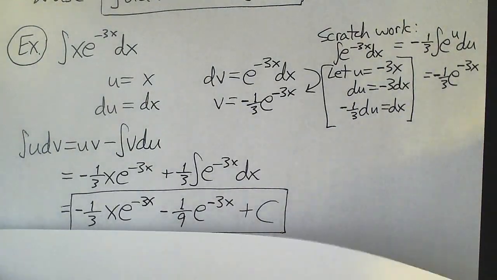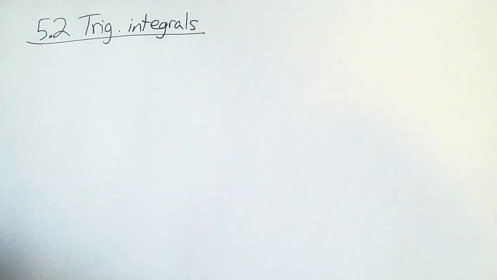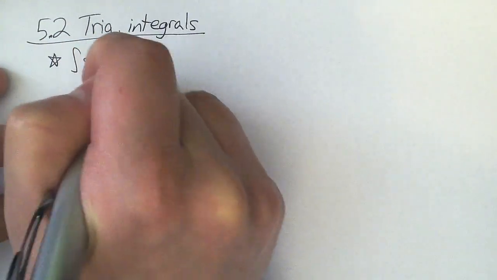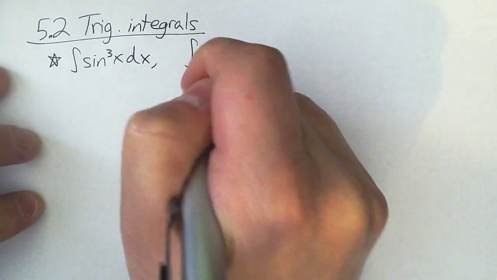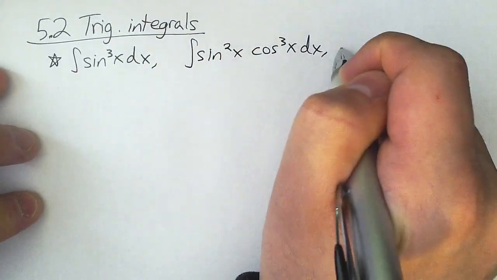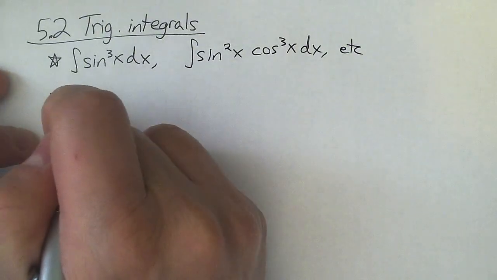All right, so moving on to the next section, 5.2 is where we started doing integrals involving trig. So 5.2 was just called trig integrals. All right, so trig integrals includes things such as sine cubed x, or some of those ones that have a sine and a cosine. Some things to know.